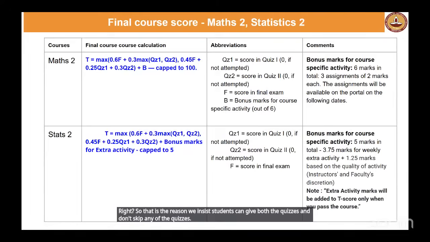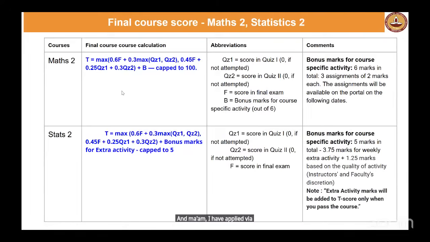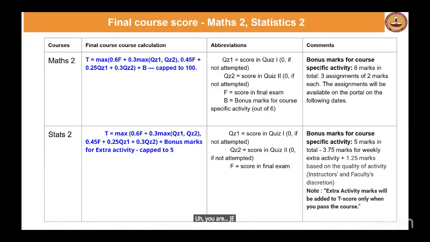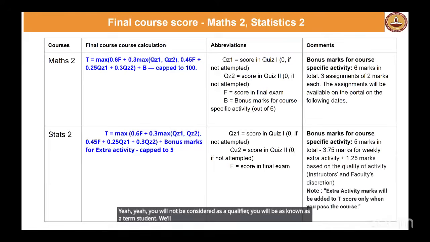And ma'am, I have applied via the JEE route. So the quiz one and the qualifier are on the same date. So my exam will be treated as quiz, right, and not qualifier? Your JEE application is approved, right? Yes, ma'am. You will not be considered as a qualifier. You will be known as a term student. We'll give you the student ID also, not to worry about it, right? So on July 19th, you will be writing quiz one.